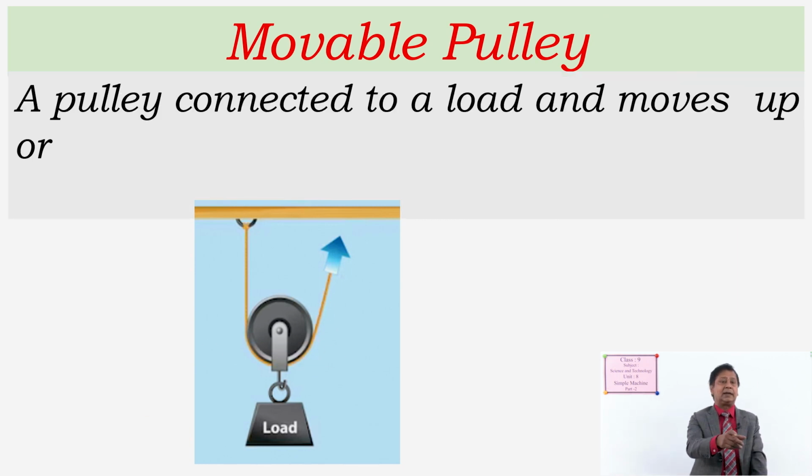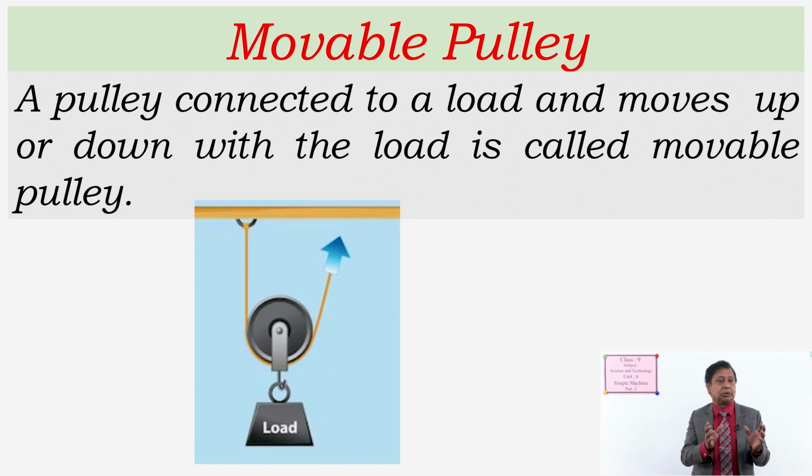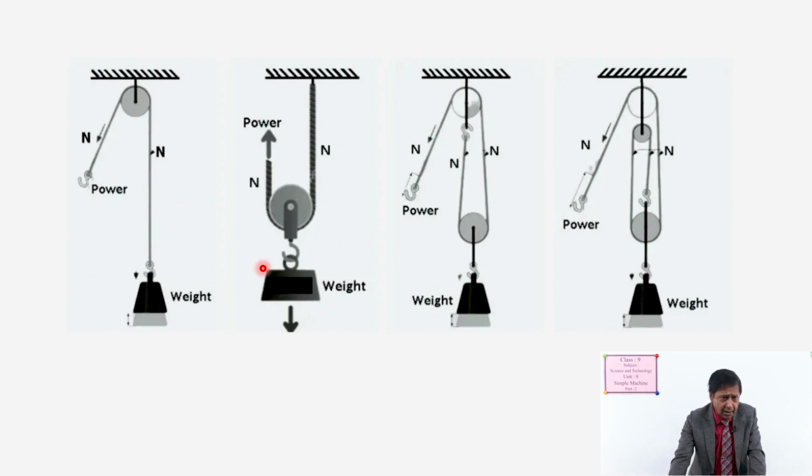A pulley connected to a load and moves up or down with the load is called movable pulley. Now, looking at the pulley system, you can recognize which one is movable, which one is fixed. I want to show some of the pulleys. Look at this. This is fixed pulley, which is connected to a rigid support. This is movable pulley, which is connected to the load.